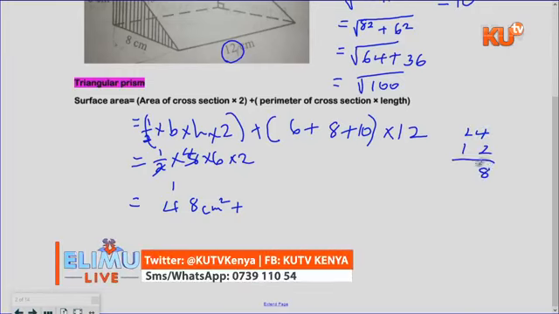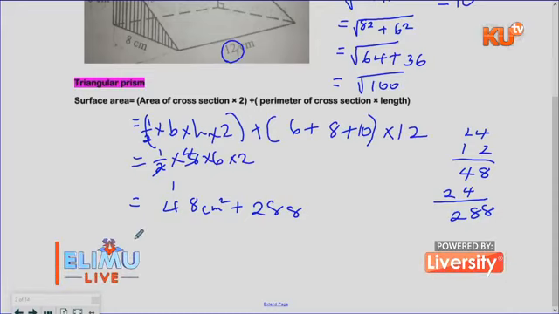2 times 4 is 8. 2 times 2 is 4. 1 times 4 is 4. 1 times 2 is 2. So what do we have here? We have 288. So come and add here 288. Okay, so what do you get?